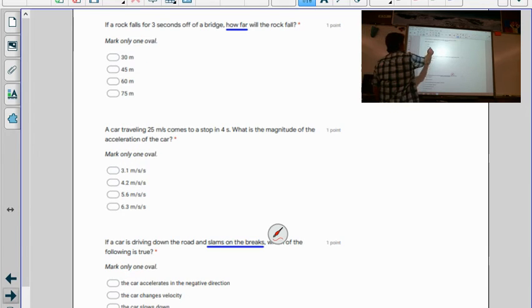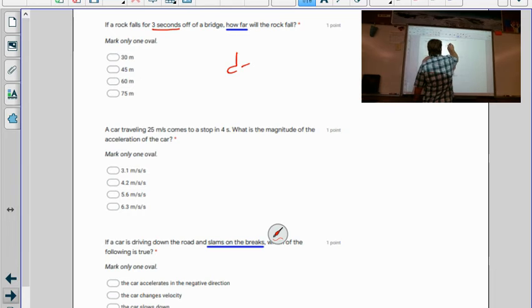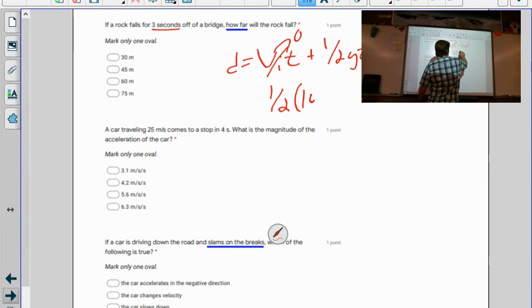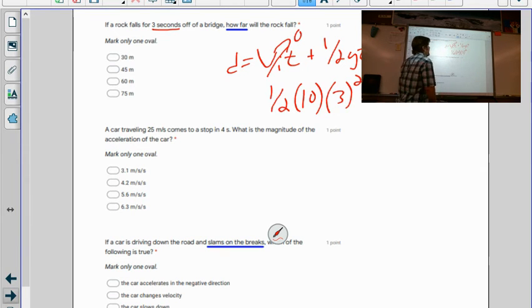A rock falls for 3 seconds, how far? So distance is equal to v_i t plus 1/2 g t squared. Because it's dropped, the v_i here is going to be 0. So it's going to be 1/2 g, which is 10, times the time squared. 9 times 10 is 90. Half of 90 is 45 meters.